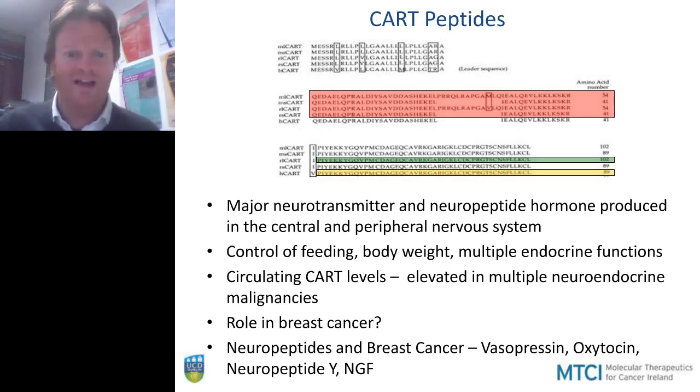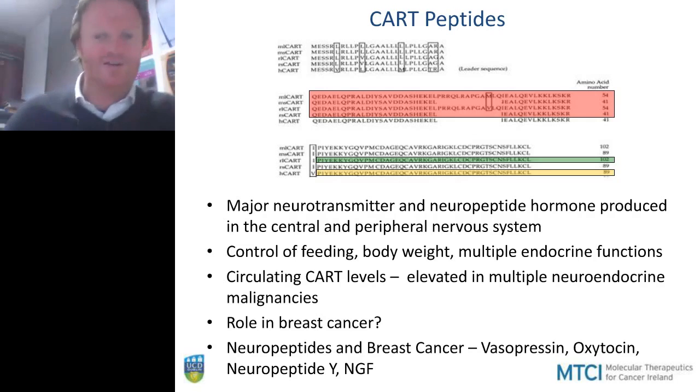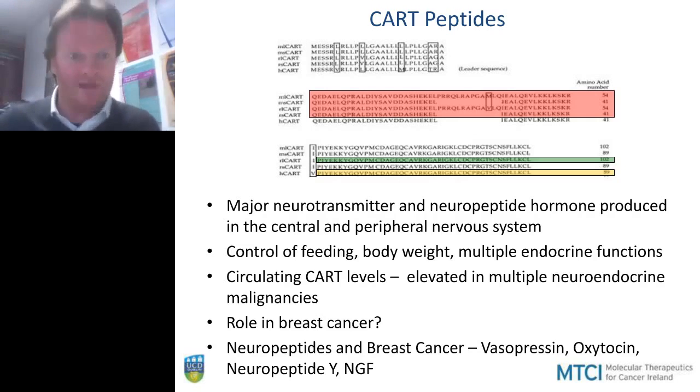In terms of cancer, circulating CART levels have been demonstrated in neuroendocrine malignancies, but there has been no previous link between CART and breast cancer. It should be noted that CART isn't the only neuropeptide to be implicated in breast cancer: neuropeptide Y, nerve growth factor, vasopressin, oxytocin. There are a number of other neuropeptides that have been shown to play a role in breast cancer.